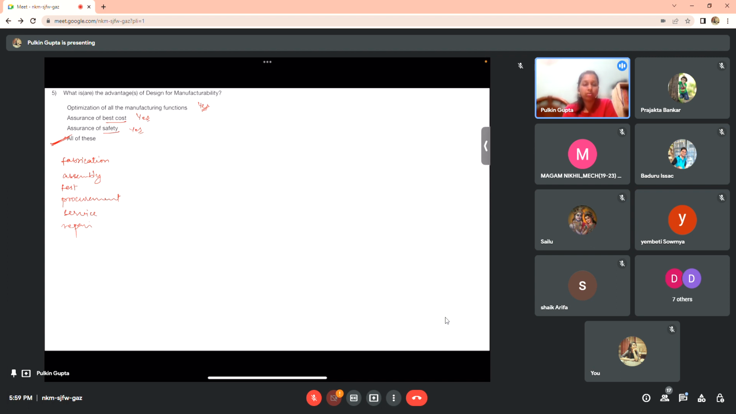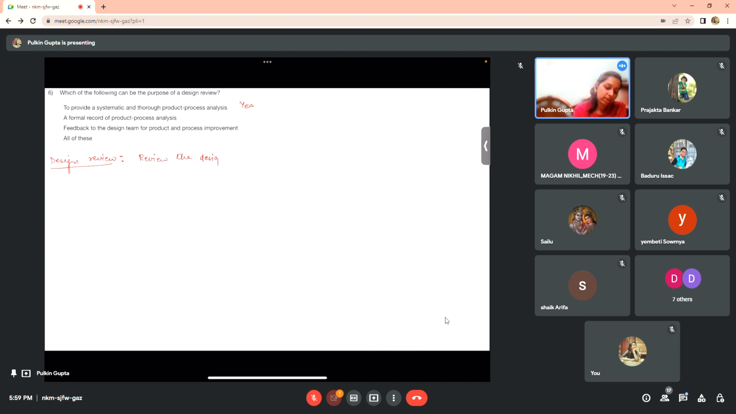Next question, question number 6. Which of the following can be the purpose of a design review? First option, to provide a systematic and thorough product process analysis. Yes. As the name suggests, design review. We review the design, check if it is within design limits and it is up to the target specifications or not, and if it is performing its functions well.